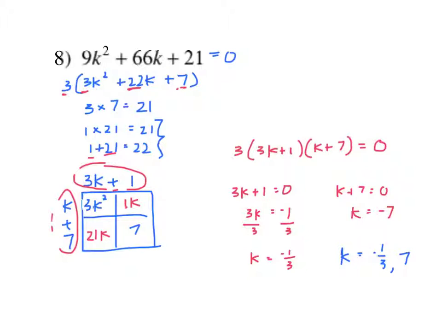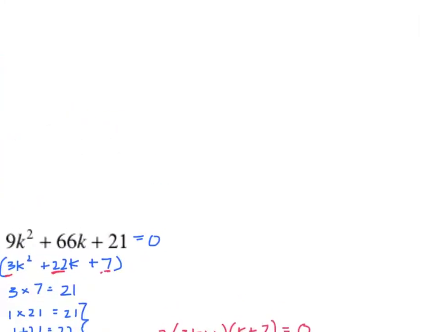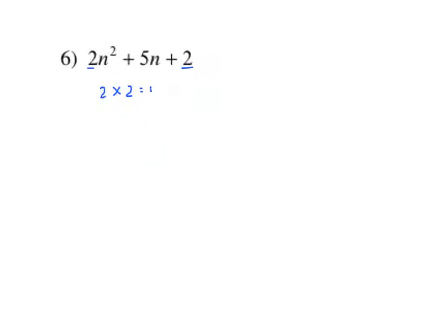Okay, I'll run through one more equation here with the box method, just so you can see how that works. Here's another one to look at. This one doesn't have a common factor to take out, so what I'm going to do is multiply the first and the last. So 2 times 2 is 4. And again, what I'm looking for is two numbers that multiply to make 4 and add to make 5. And that's going to be 1 times 4.